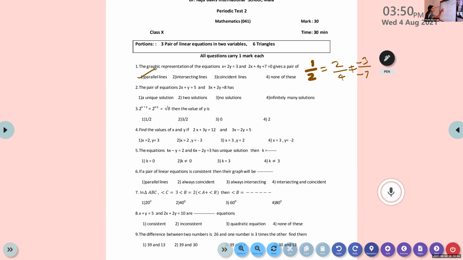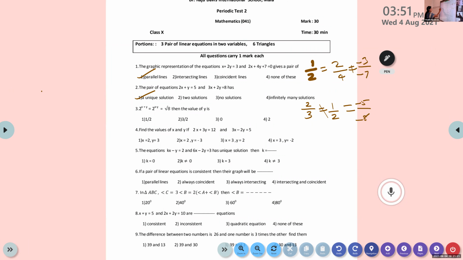What about the next one? Again, look at the same method, isn't it? You can use the condition whether 2 by 3 is equal to 1 by 2, which is equal to minus 5 by minus 8. Is 2 by 3 equal to 1 by 2? It is not equal, isn't it? So what is the answer for the second one? Unique solution. Third one, 2 raised to x plus y is equal to 2 raised to x minus y is equal to root 8.